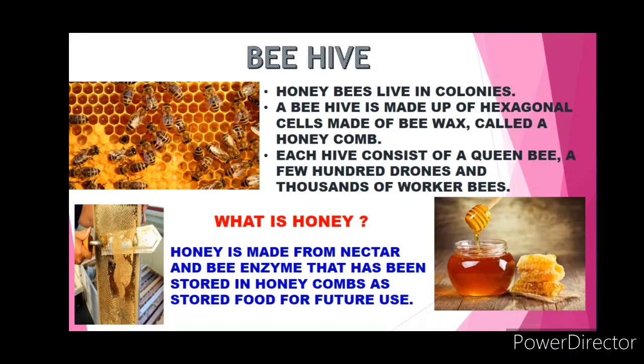Each hive consists of a queen bee, a few hundred drones, and thousands of worker bees. So in one beehive where the bees live, there is only one queen bee. A few hundred drones, which are a type of bee, and thousands of worker bees are present.